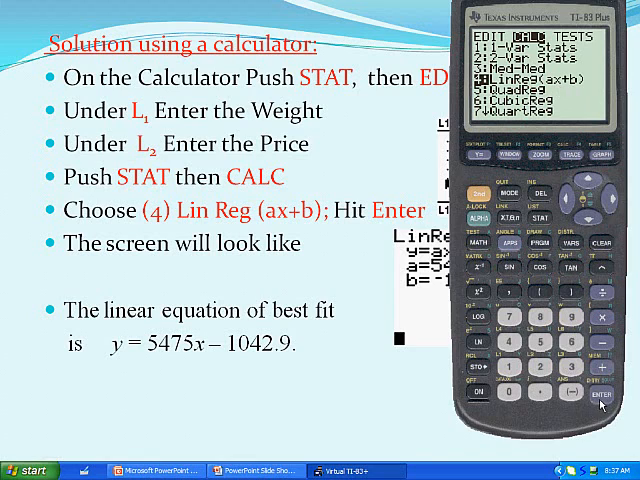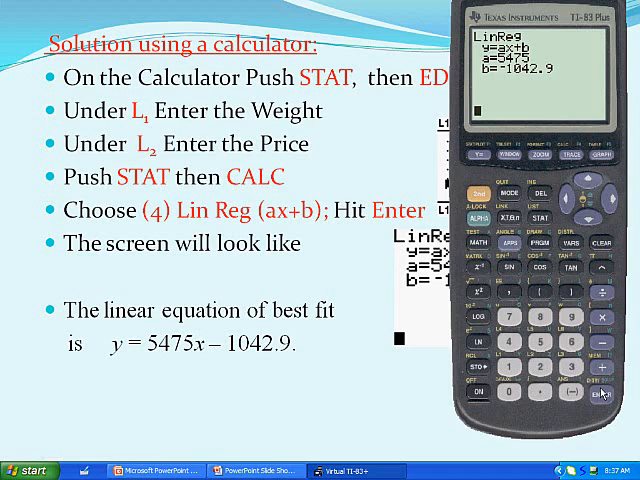If we press enter again, we have the regression model calculated for us, which is y equals ax plus b, where a equal to 5,475, b equal to negative 1,042.9.